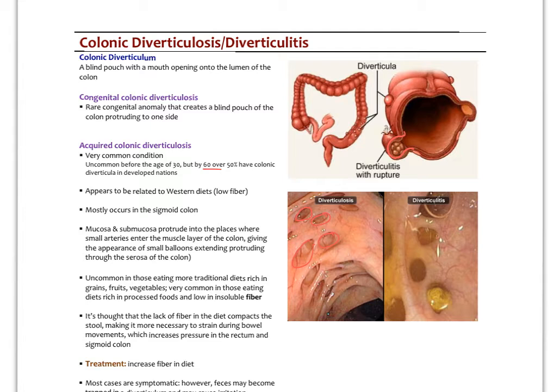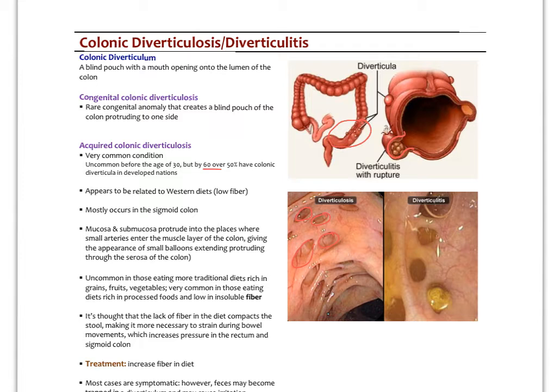And we see that these are associated, interestingly, with a Western diet, low in fiber. One theory is that the low fiber, but also the lack of flavonoids, high saturated fat, and sugars, is creating a condition which is ultimately creating the diverticula. They mostly occur in the sigmoid colon, so down here.